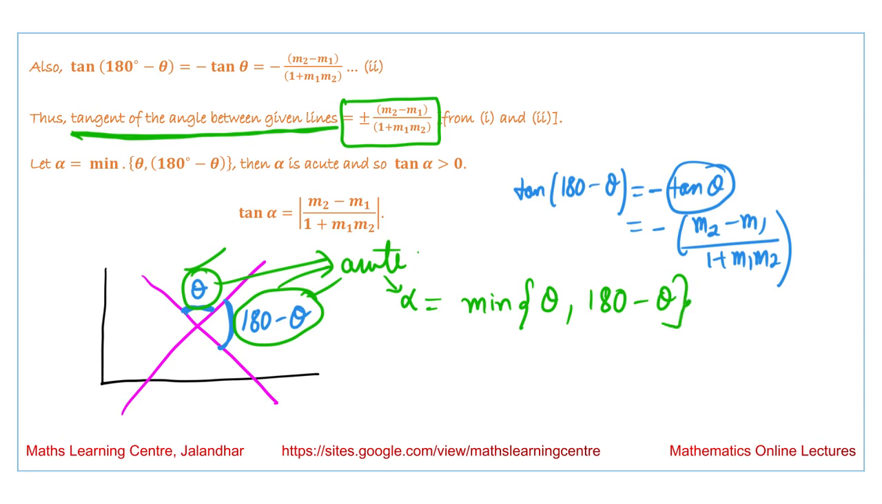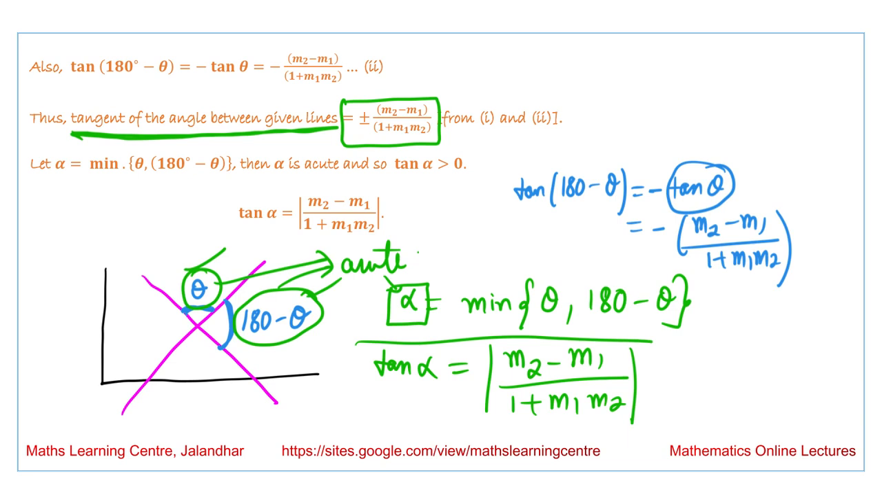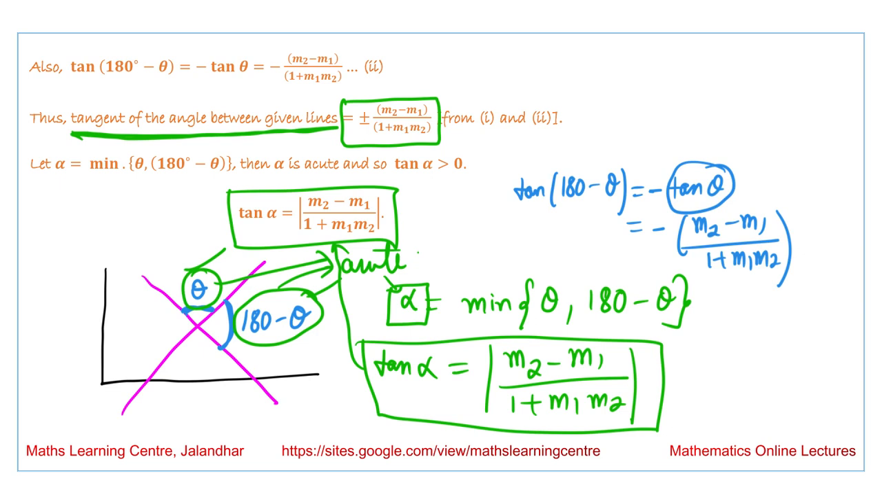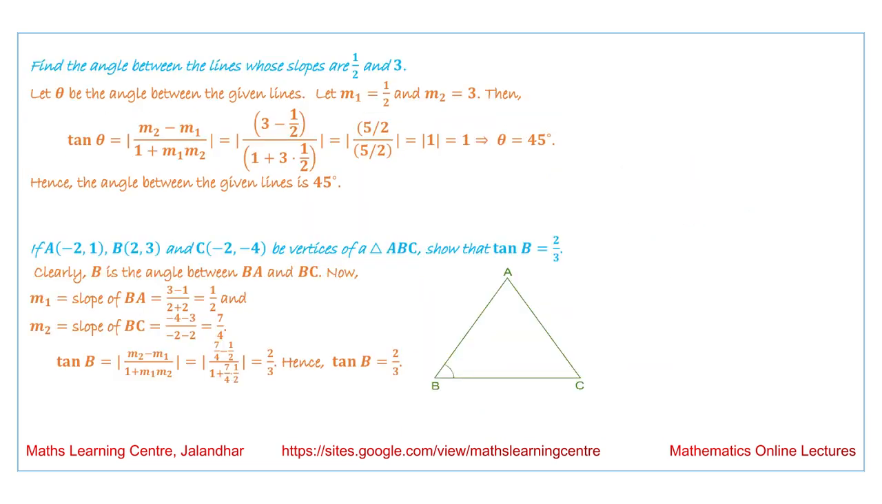And if this alpha is the acute angle, it means that the value of tan alpha that we have is mod of (m2 minus m1) over (1 plus m1 m2). Tan alpha is equal to mod of this value. So this is the formula for the acute angle between two non-vertical and non-perpendicular lines.